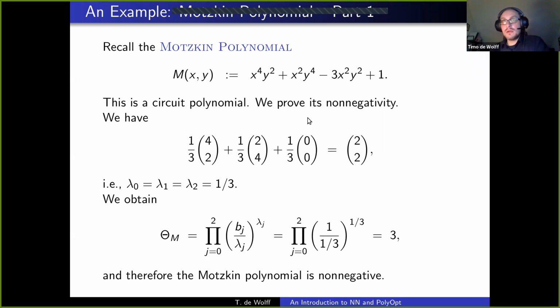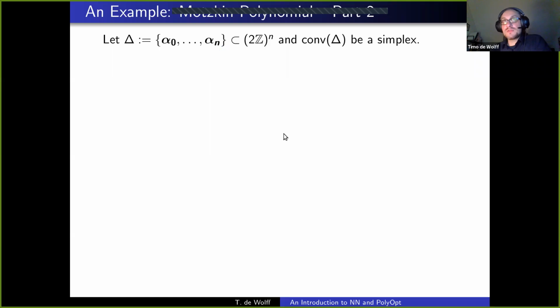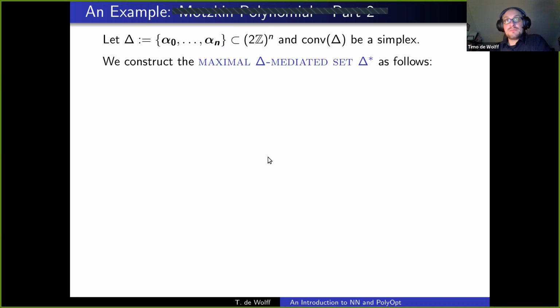Okay, finally, why is this thing not a sum of squares? Let's compute the delta mediated set of this.